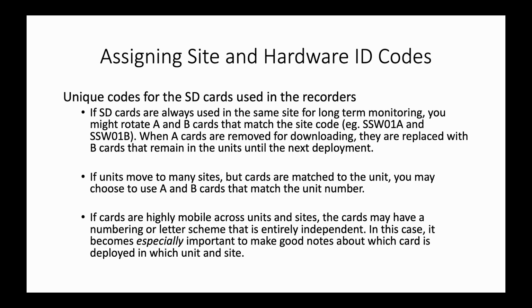And in that case, it becomes especially important to make good notes about which card is deployed in which unit and site, because it's very easy to end up with a card that's just SD132, and it's not clear what location it was used in, what time, or, if you don't have data on the card, whether a problem was something about the unit or the card. And so because there aren't natural affiliations among cards and units and sites, you have to be very careful to create those in your database.